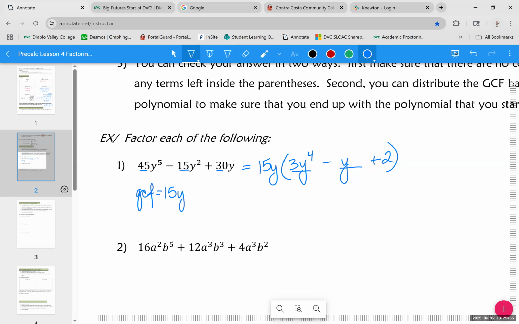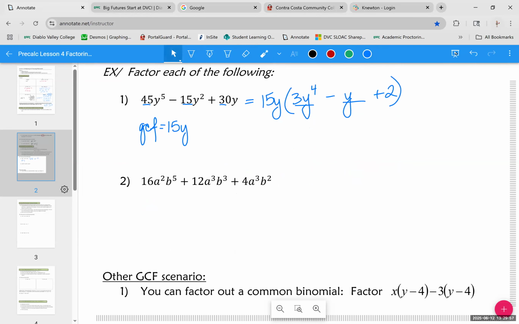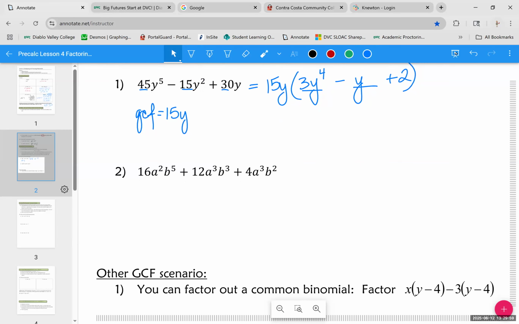Okay, so I want you to try the second one. Write down what your GCF is first and then factor it out front. Take a second to pause the video and do that, and then start it up again.